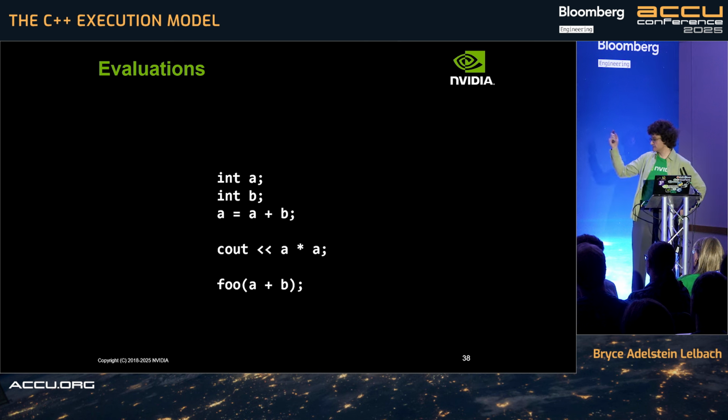So let's take a look at an example here. What are the side effects of a = a + b? We're modifying an object. What about the cout here? Well, we're calling an I/O function. That's what cout is. And what about foo? Well, we don't know because we don't have a definition of foo, but whatever side effects foo would have, this expression would have those side effects.